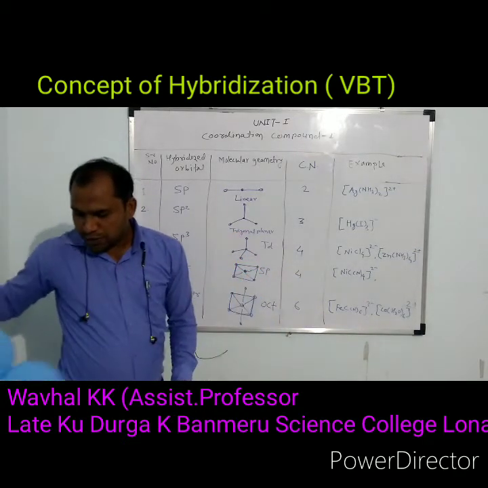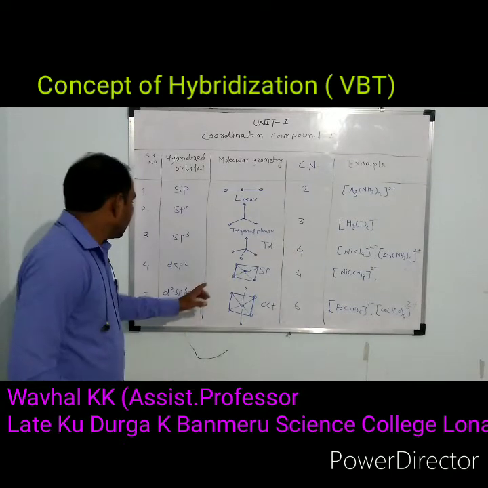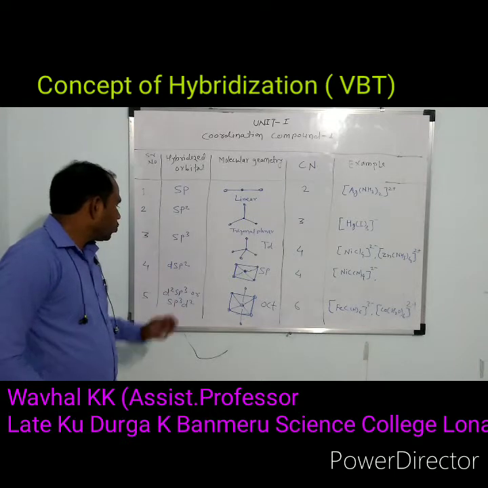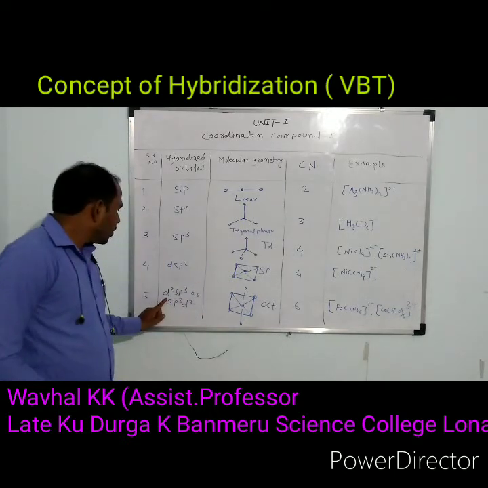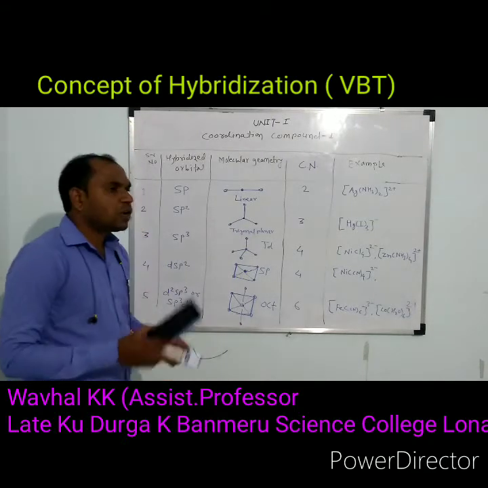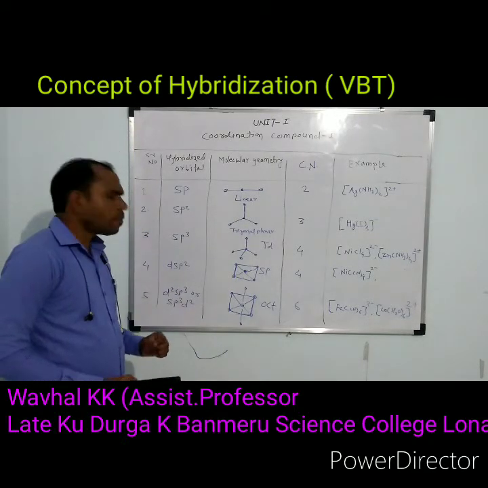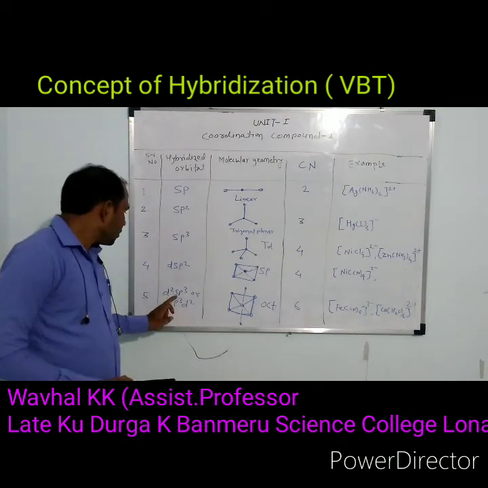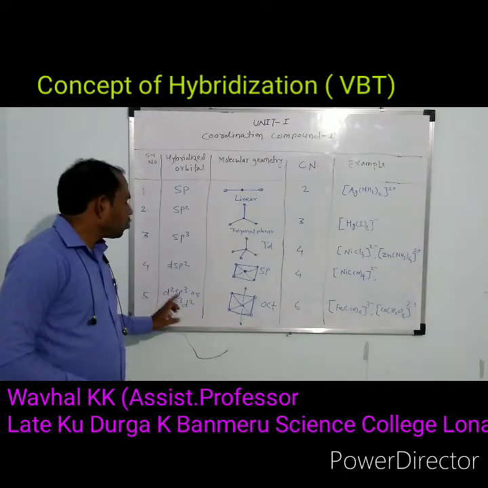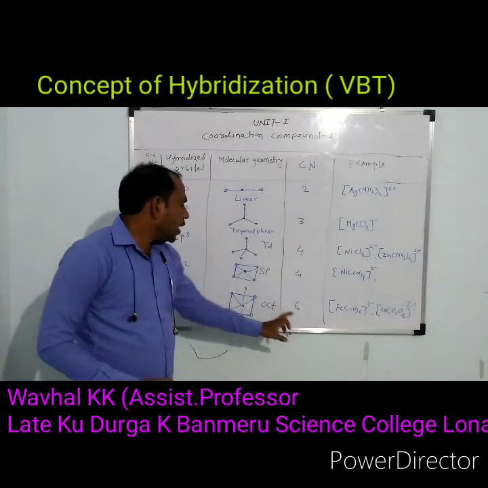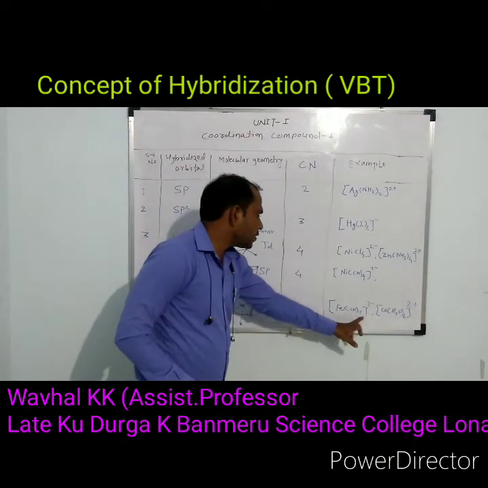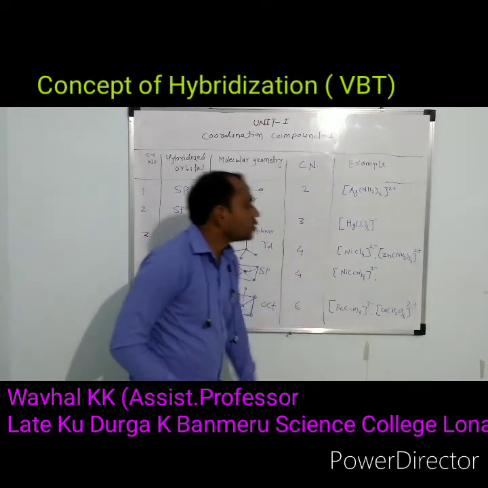In this way, the next geometry is called d2sp3 or sp3d2. When the inner d orbital is used for bond formation, or when the inner d electrons are used for bond formation or hybridization, then d2sp3 hybrid orbitals are formed. Then the geometry of the complex is octahedral, and at that time the coordination number of the complex is 6. Examples are [Fe(CN)6]3- and [Co(H2O)6]2+.